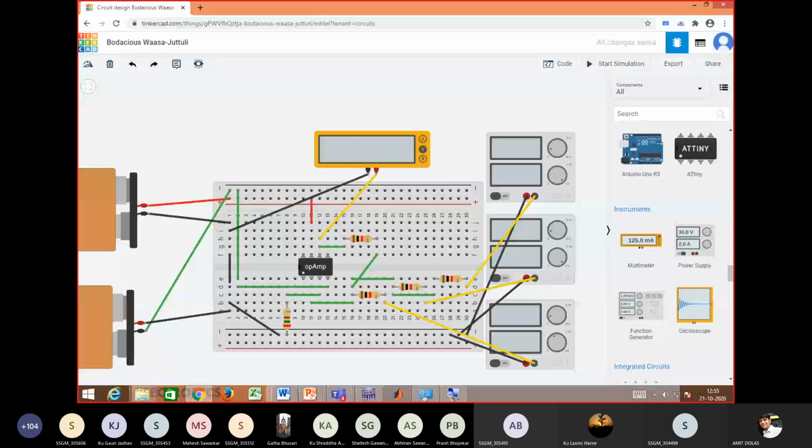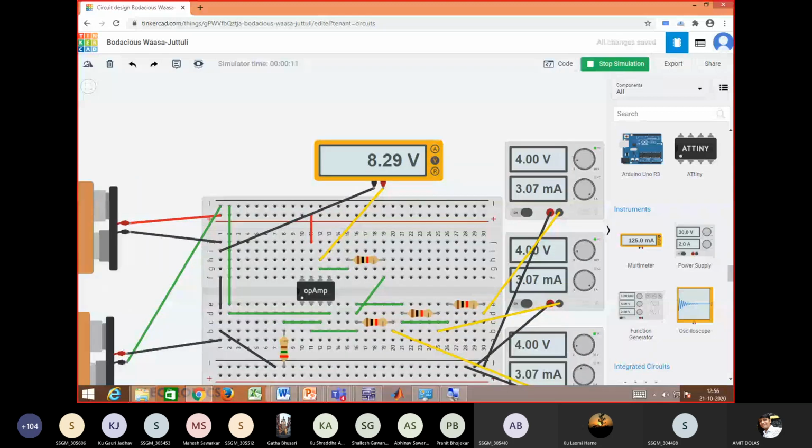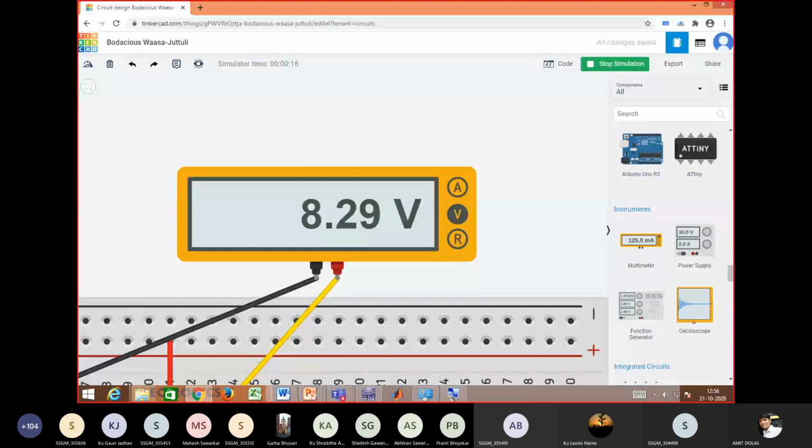So what you did, you used the formula, kept the values and calculated that. Of course, it must be 12 volt, but let's start the simulation. I do not have 12 volt. You can see 4 volt is there, 4 volt is there, 4 volt is there. The negative terminal is connected to the source. That means -4, -4, -4. But I have output of only 8.29 volt. Why is it not 12 volt?